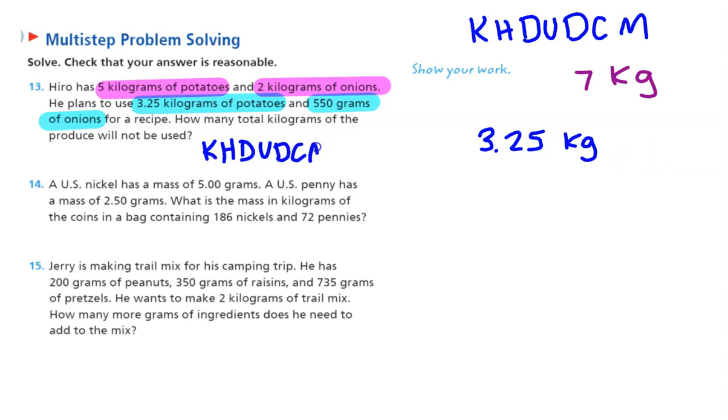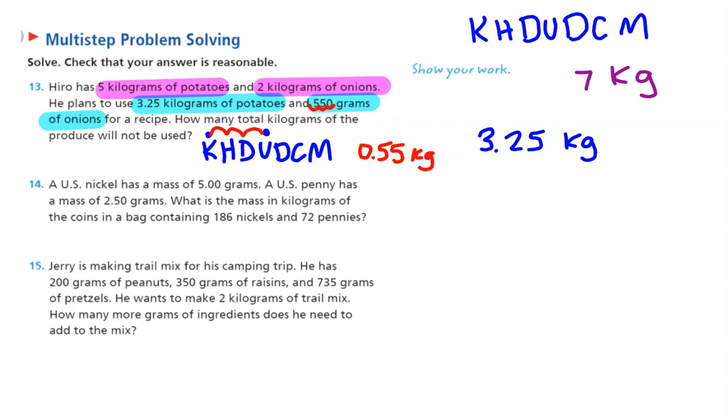So we're going to take our little chart. King Henry doesn't usually drink chocolate milk. We're starting with grams, and we want to know how many kilograms that is. So we'll shift backwards 1, 2, 3 places to the left, and that was 550, which will be 1, 2, 3 places to the left, which means he is using 0.55 kilograms of onions, okay?